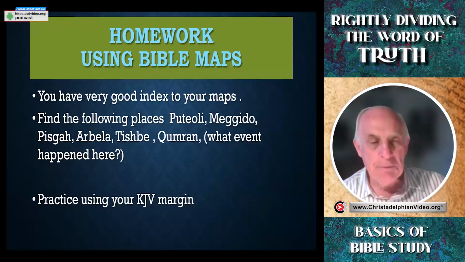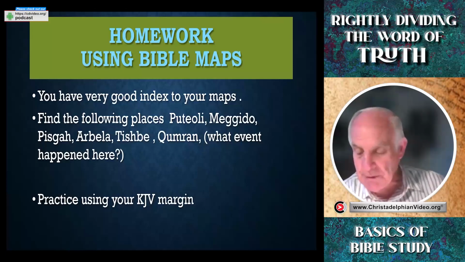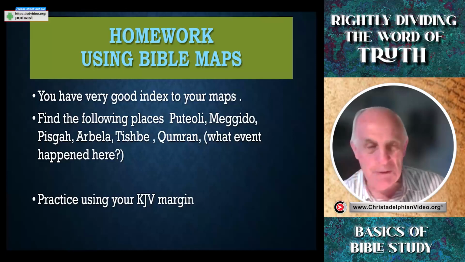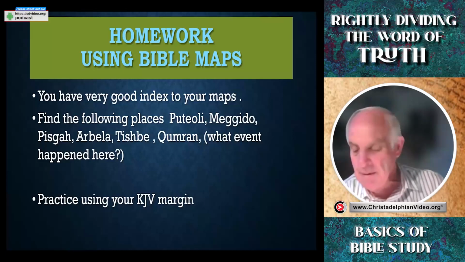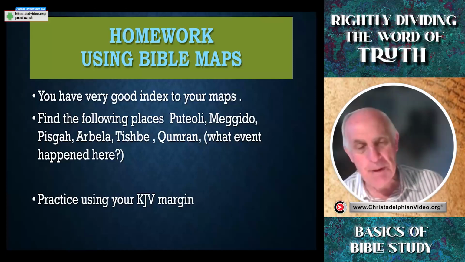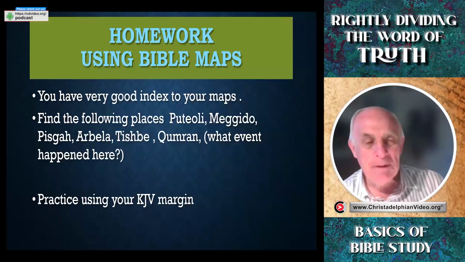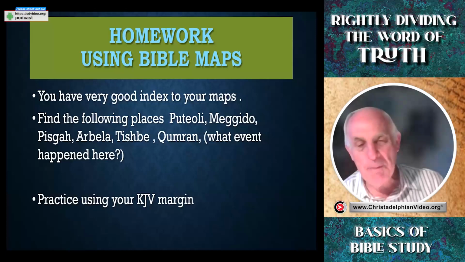So here is the homework for this session, and we're going to have a second session on the margin. I want to encourage you to actually use something that a lot of Christadelphians have but rarely use, and that is the maps at the back of their Bible. When you are reading any passage in the Bible and you come across a place name, it will be on one of those maps in the back of your Oxford Bible. And there is a very good index. So if you come across a name like Arbela or Tishbe or Megiddo in your Bible, then you will be able to find it.